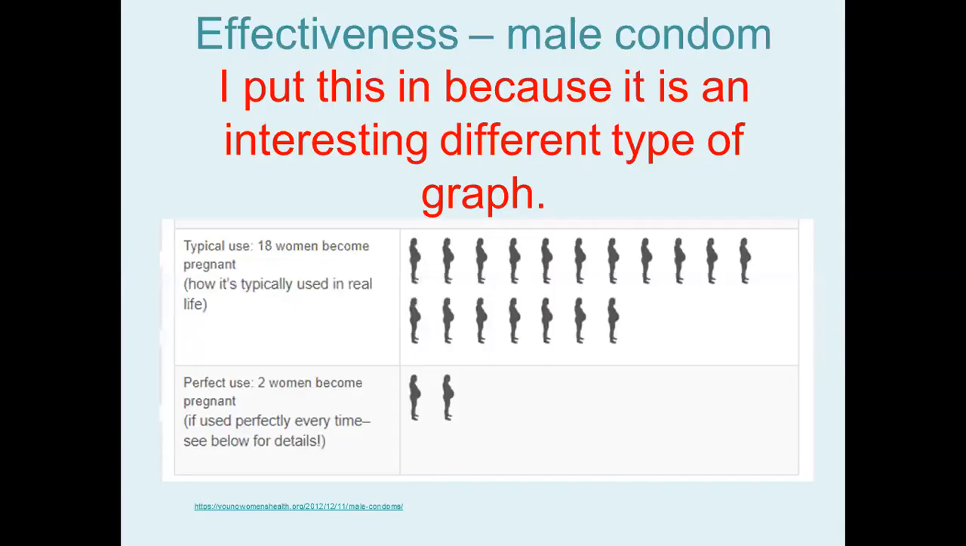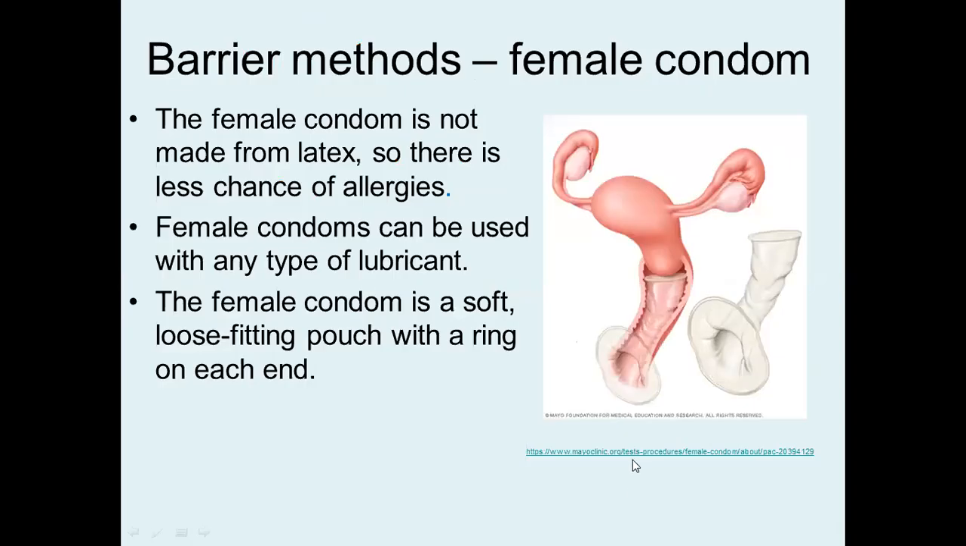Anyway, this is such a nice graph. It's an interesting, different type of graph. It's putting effectiveness of the male condom in a different way. Typical use, 18 women become pregnant out of those 100. Perfect use, 2 women become pregnant. Now remember, I said to you, it depends on where you get the figures from and how recent they are. So you might find figures quoted in one source are slightly different from the figures in another source.